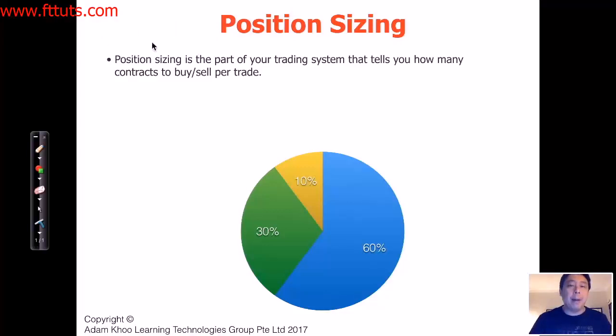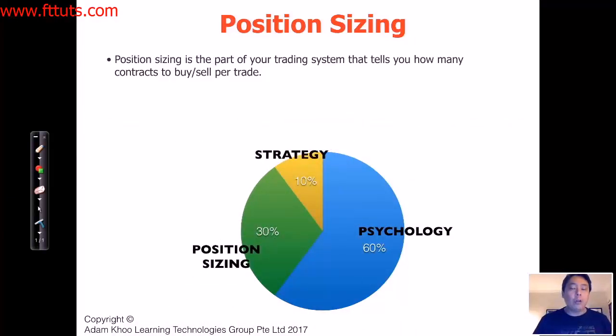Position sizing is the part of your trading system that tells you exactly how many contracts to buy or to sell. Now, a trading system doesn't just take into account the entry rules and the exit rules. Some people may say, okay, I know exactly when to enter and when to exit, but if you don't size your position in a calculated way, it will not lead to a positive expectancy at the end of your trading journey. So recall that to be a successful trader, there are 3 things to take into account, right?